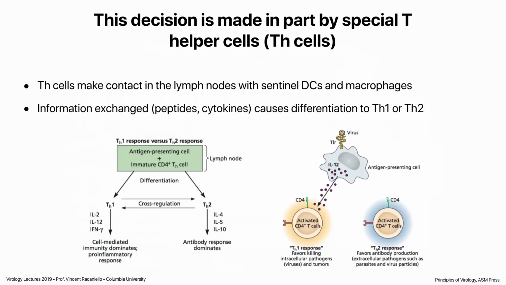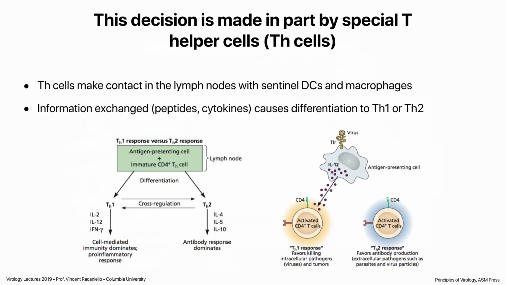And all this is controlled by the kinds of cytokines that are produced and the peptides that are presented by the dendritic cells. And all happens initially in the lymph node, and typically the cytokines produced that lead to Th2 responses inhibit the Th1 response, and vice versa.